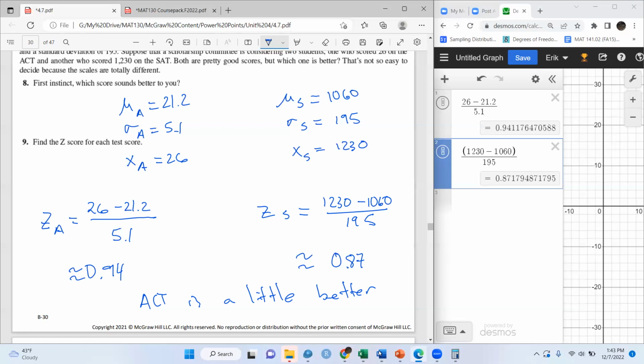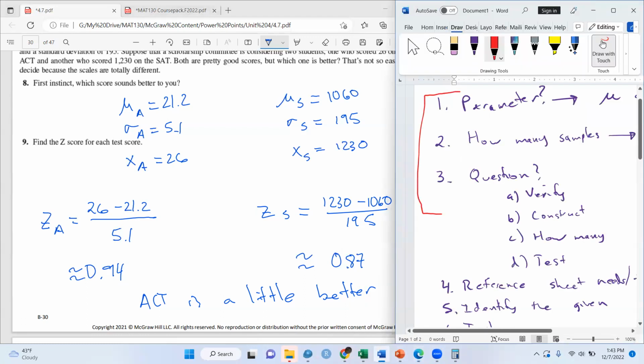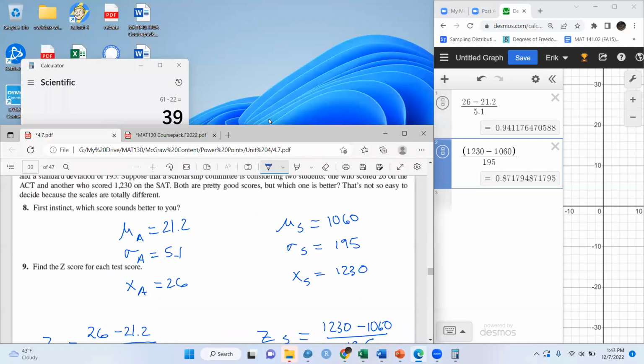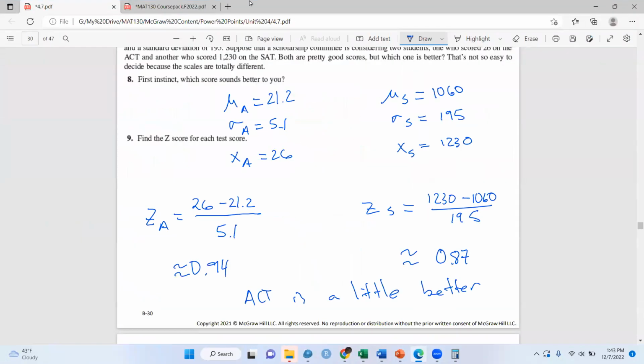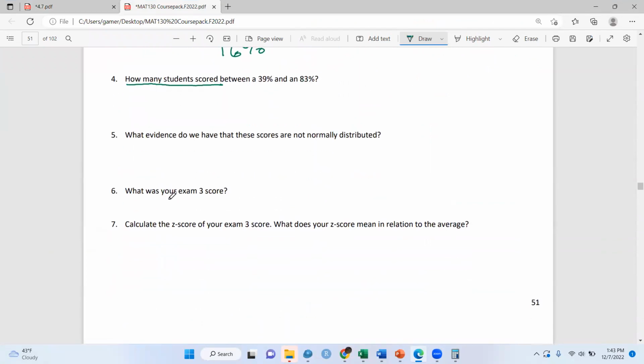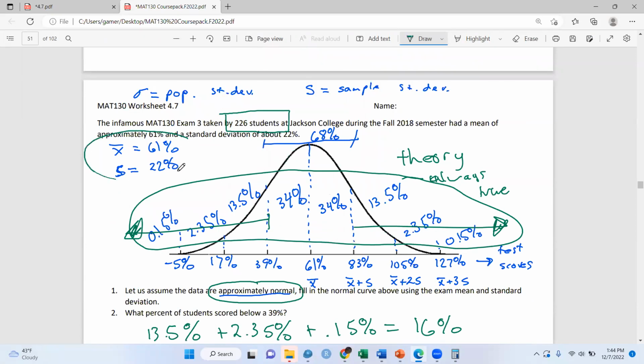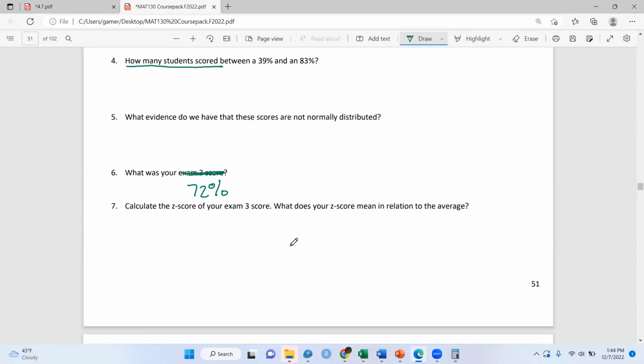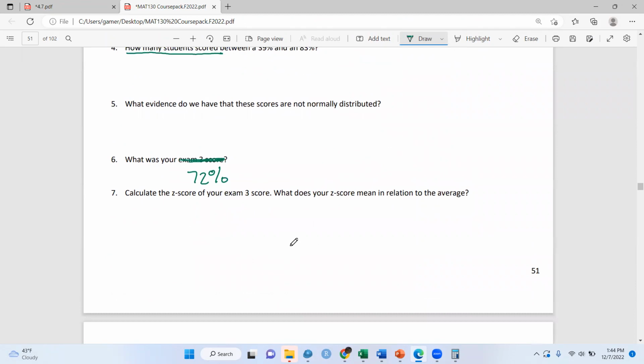Okay, I'm going to pause here, and I want you to calculate the z-score on your 4-7 worksheet. So this says, what was your exam 3 score? Well, y'all didn't take exam 3. So let's say everyone scored a 72%. Calculate the z-score for a 72%. What would a 72% be as a z-score? Let me give you like 3 minutes to try that. So the timer is on for 3 minutes.